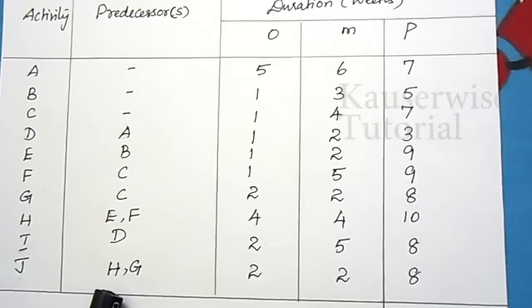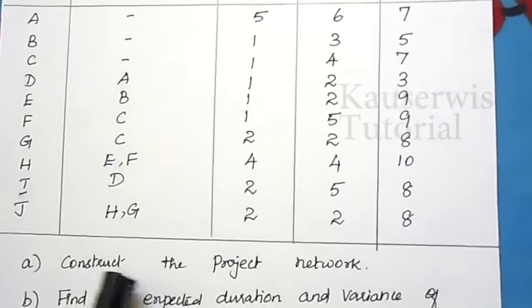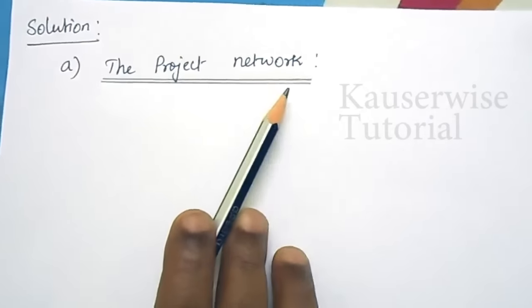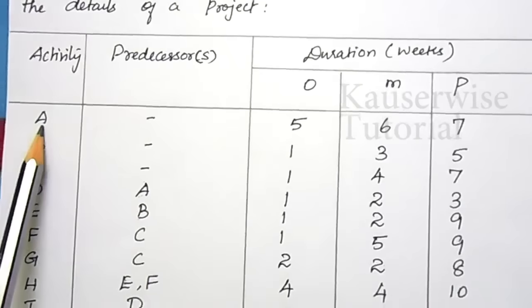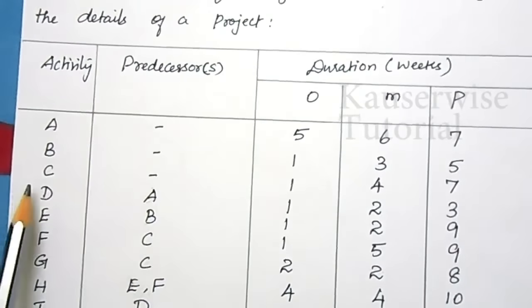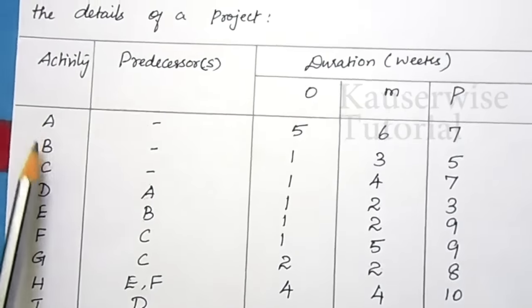With this you can start constructing the project network. Now we are going to see how to construct the project network. Look at the problem. For activities A, B and C, there is no predecessor, so straight away you can start with A, B, C.